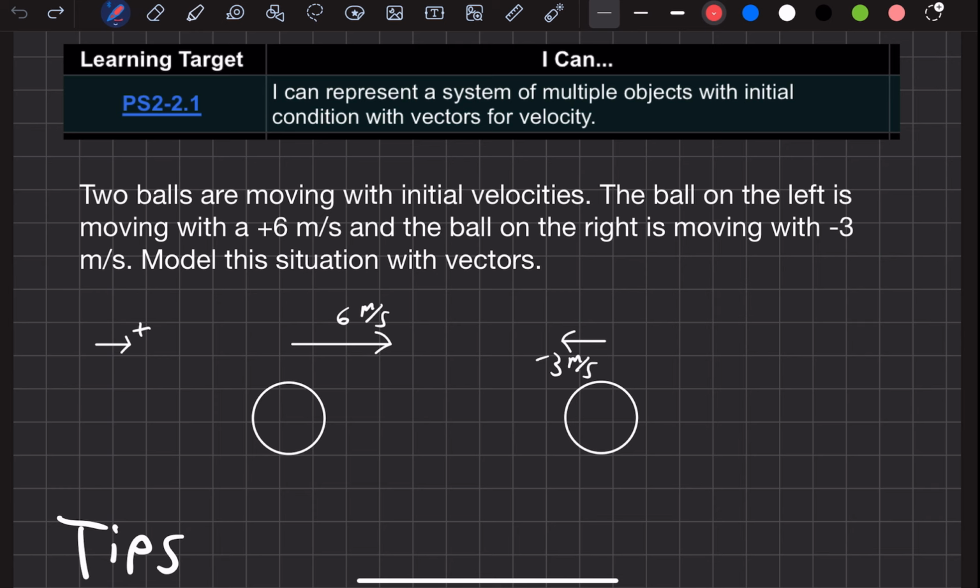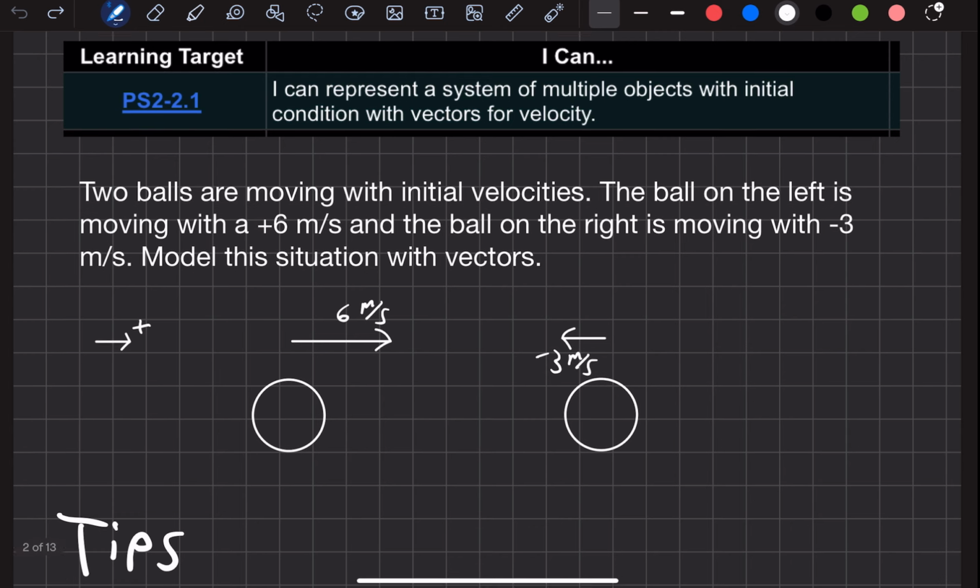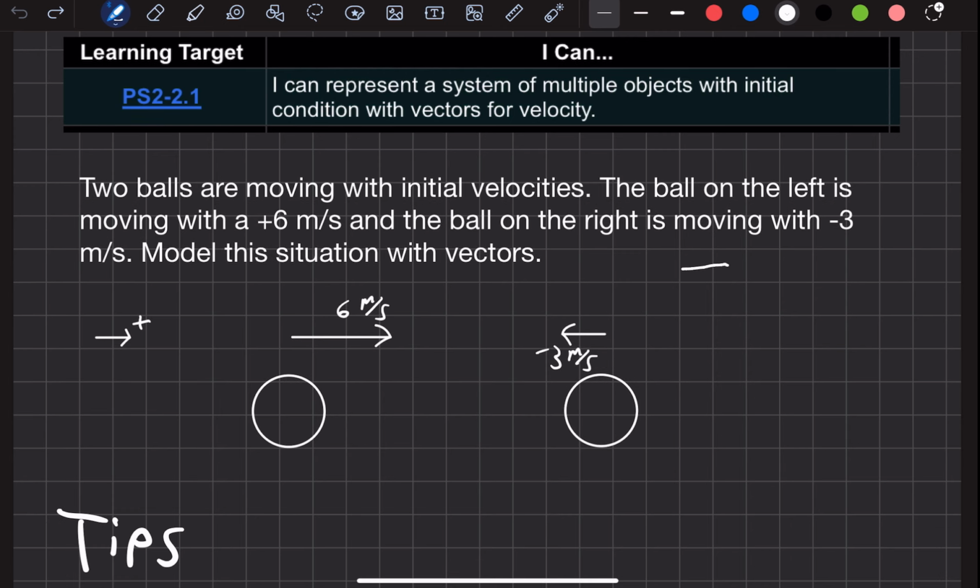Let's take a look at the first example right here. So we have two balls moving with initial velocities. The ball on the left is moving with a positive 6 meters per second, and the ball on the right is moving with a negative 3 meters per second. So as I have drawn it here, first off, we always on these problems like to define what is positive and what is negative. So to the right is positive and to the left is negative, which I already included over there. So the ball on the left is moving to the right, which is the positive direction, at 6 meters per second, and the ball on the right is moving to the left, which is negative 3 meters a second.